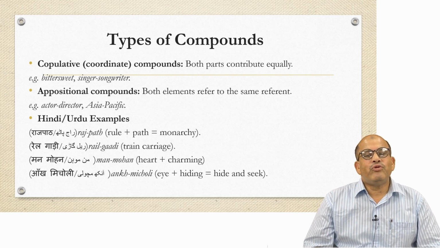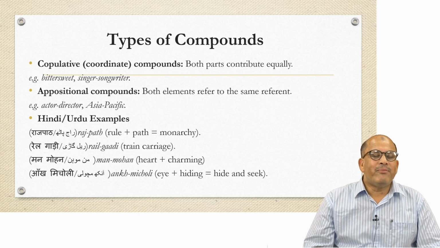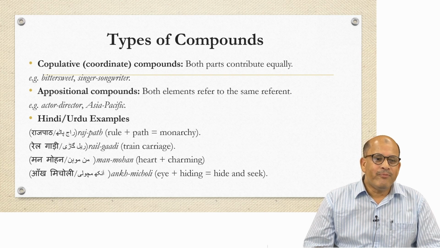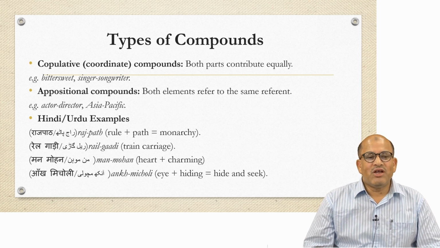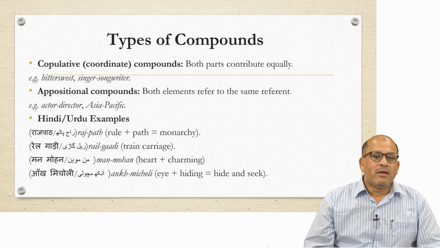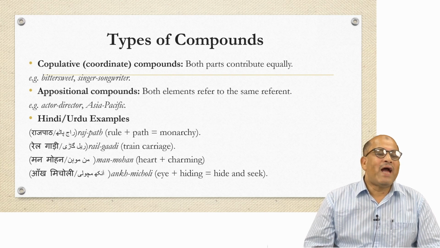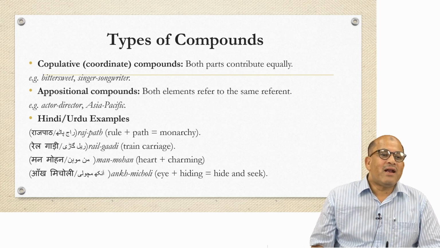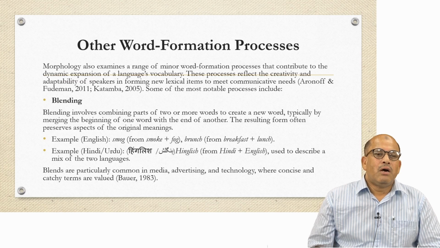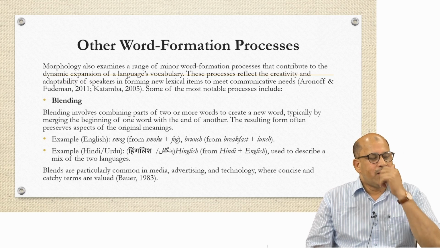In Hindi Urdu, we also have plenty of examples. When we say Rajpat, like raj, rule, and pat, referring to monarchy. Rail Gadi, train carriage. Man Mohan, it is not a name, Man refers to heart, and Mohan is charming, Man Mohan. Then Ankh Michauli, like eye and hiding, referring to hide and seek. So these are compounds conveying different meanings.